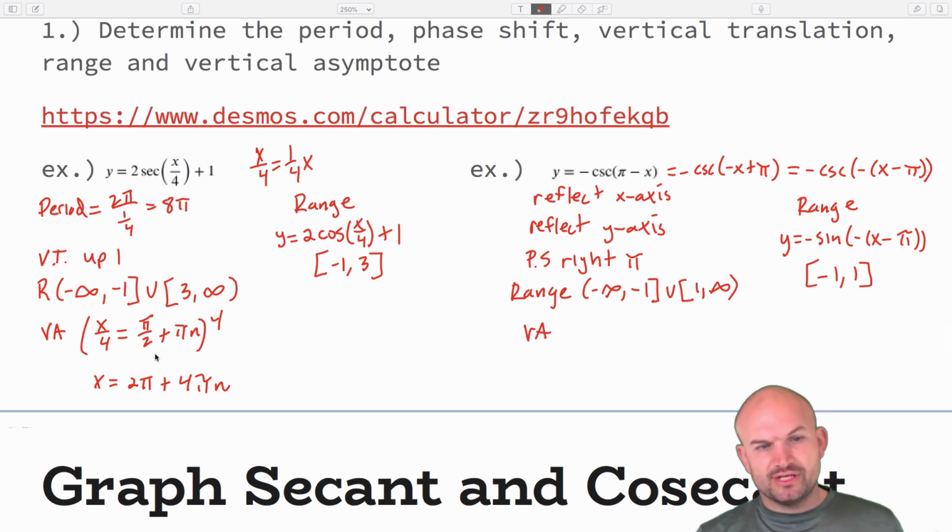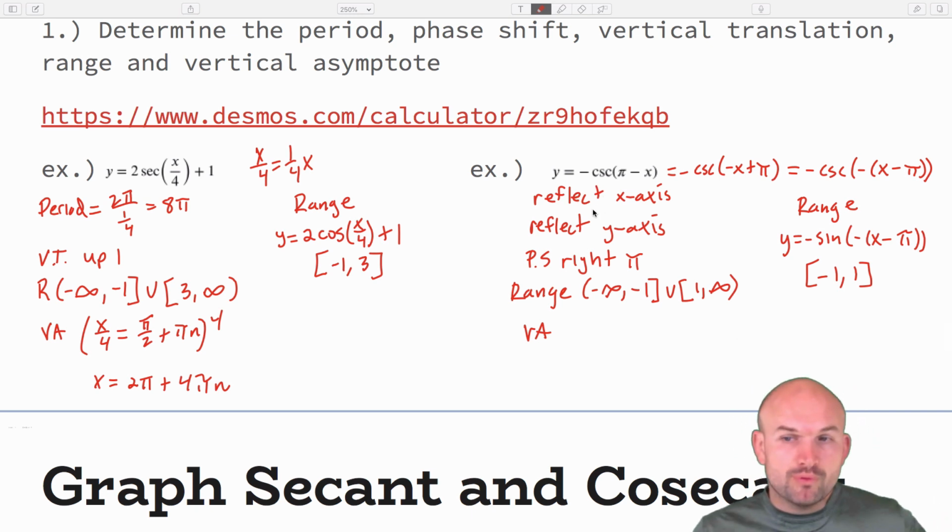So you set it equal to the asymptote equation. To undo divided by 4, I multiplied everything by 4, and I got x equals 2 pi plus 4 pi n. All right, so for the next example, it's really important, again, that A, B, C, D formula.